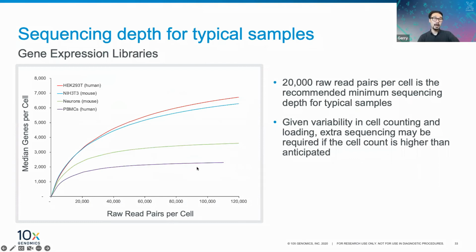So this is for a typical sample. Obviously, different cell types have different RNA content, so you may need to sequence more deeply or not as deeply for your cell type of interest. So, in this graph, you can see, for example, that HEK293T cells have a very high RNA content, so you need to sequence more to reach saturation, whereas PBMCs do not contain that much RNA, so you don't need to sequence as much to reach that saturation point. Also, given the variability in cell counting and loading, extra sequencing may be required if your cell count is higher than you anticipate. So this is another reason to really make sure your cell counts are very, very accurate.